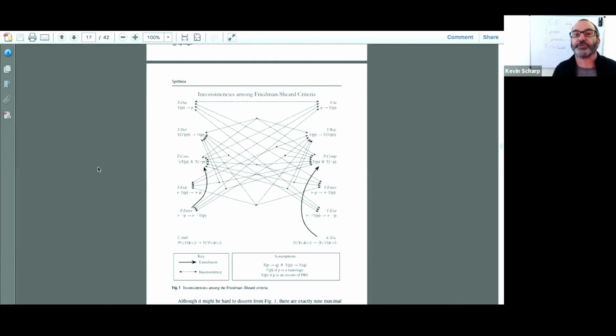Now, you can see the principles. You see 6 principles on the left, 6 principles on the right, and all of the lines in there are inconsistencies. These are minimal inconsistent sets. So the dotted lines are all the inconsistencies. You can see the dotted line running across the top. That's the regular liar paradox, T out, T in. But there's lots of other ones in here that don't have any names. For example, you can see a dotted line running from T out to T comp on the right-hand side. That paradox doesn't have a name, but it's there nevertheless.